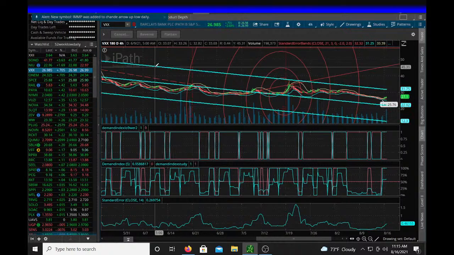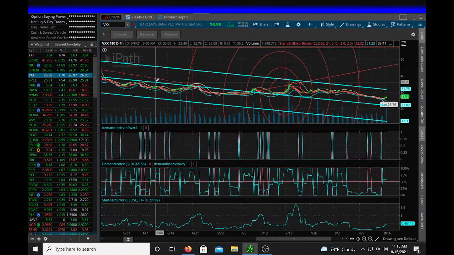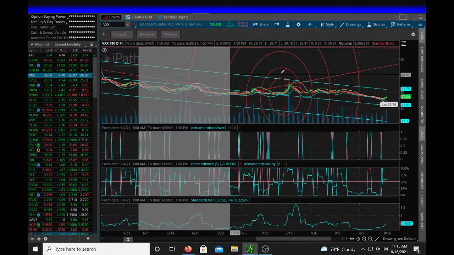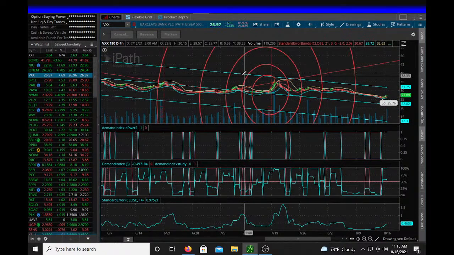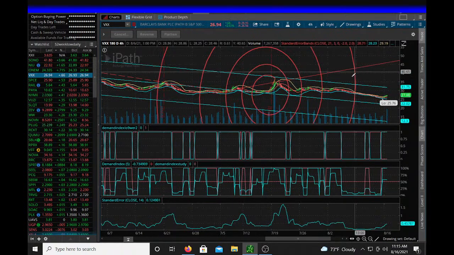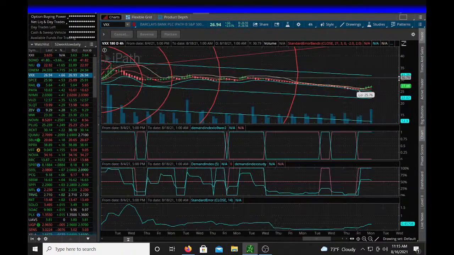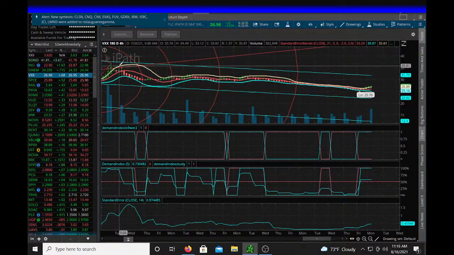So you can see our standard error channel here. And you can see our bands look a lot like Bollinger Bands. And then these circles here, that's a Fibonacci spiral that has been plotted here on the VXX. All right. And we can see that it does stay relevant in some ways.